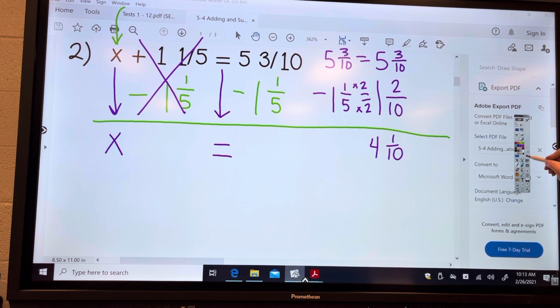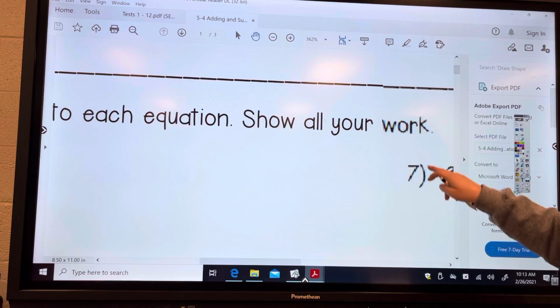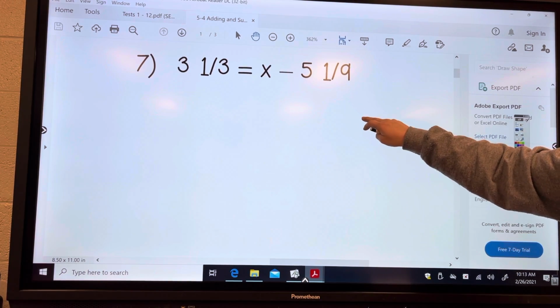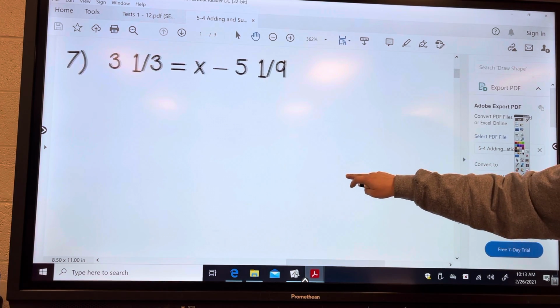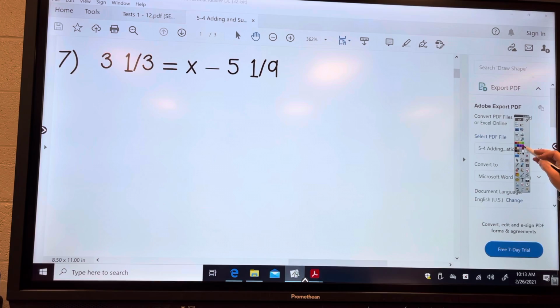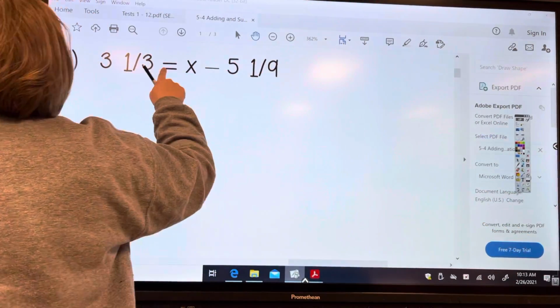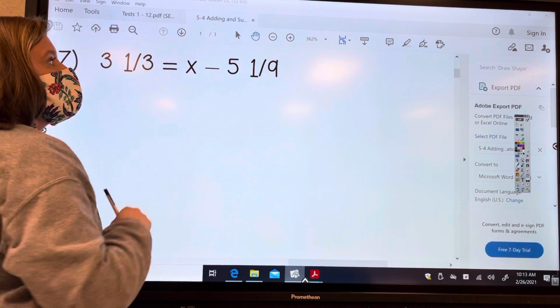All right, let's look on the right side at number 7. Is it number 7 or number 6? Let's see. 7. Thanks. Number 7 right here. I'm going to do it like this because y'all have more room over here. Okay, so we have x minus 5 1/9 equals 3 1/3. Or 3 1/3 equals x minus 5 1/9.